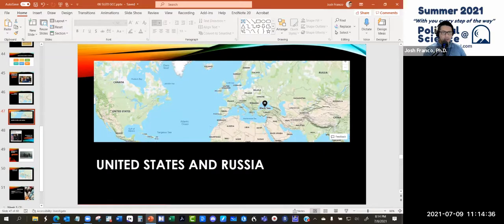Now, what I like to bring in next is this conflict between the United States and Russia. So we zoom our map out and we see here the United States on one side of the Atlantic and Russia on the other side of the Atlantic. And between these two powers, we have the European Union and the Middle East and North Africa.